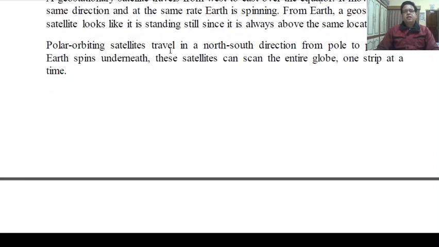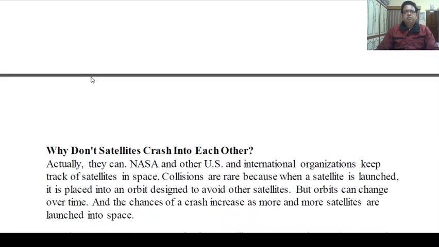Polar orbiting satellites travel in a north-south direction from pole to pole. As Earth spins underneath, these satellites can scan the entire globe one strip at a time.